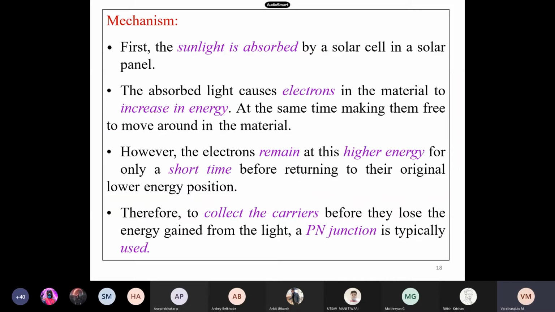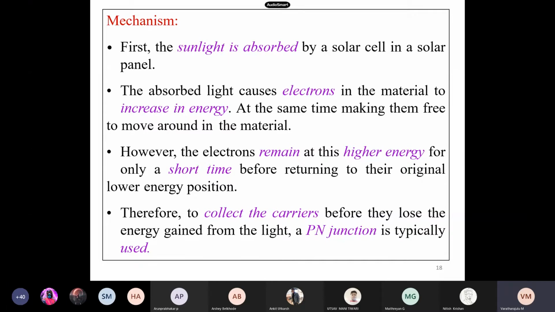And the mechanism: first, the sunlight is absorbed by the solar cell in the panel. The absorbed light causes electrons in the material to increase in energy, at the same time making them free to move around the material. These electrons remain at the higher energy for only a short time before returning to their original energy position, and therefore, to collect the carriers before they lose the energy gained from the light, a PN junction is typically used. And this is the working principle of solar energy.